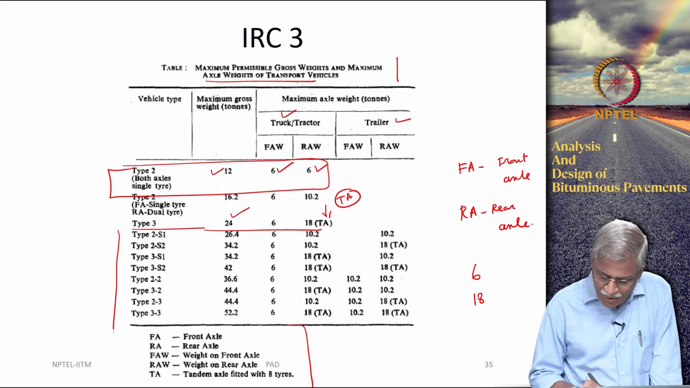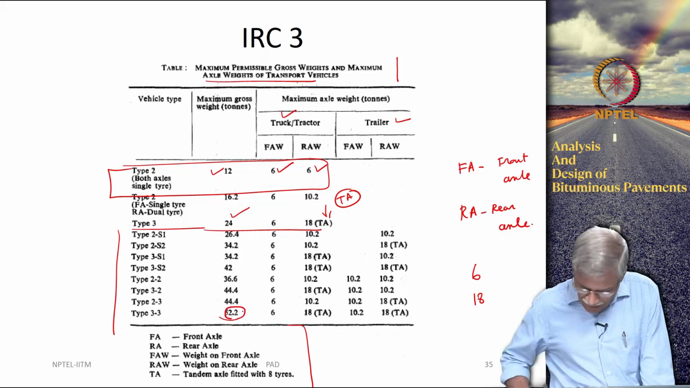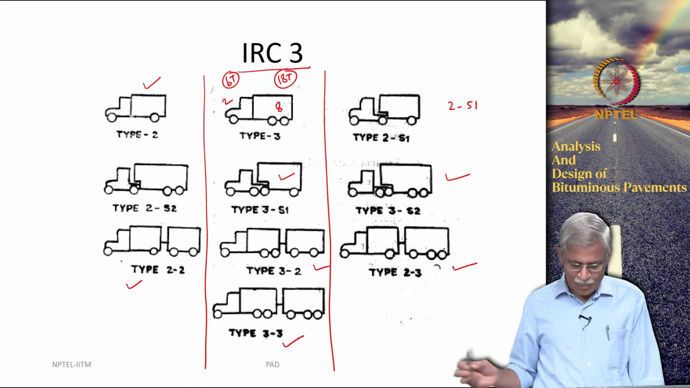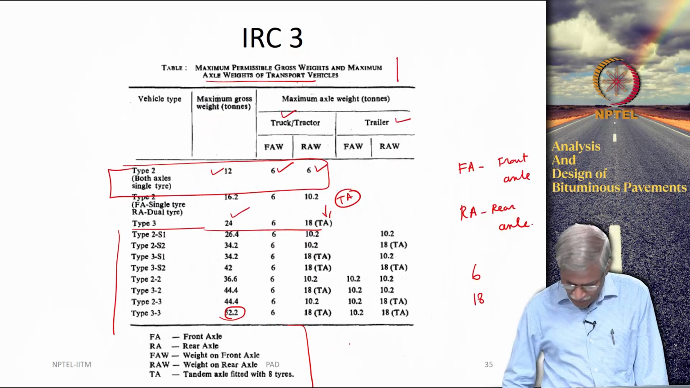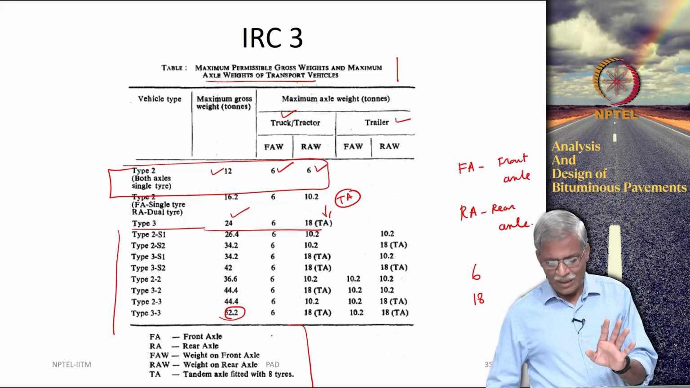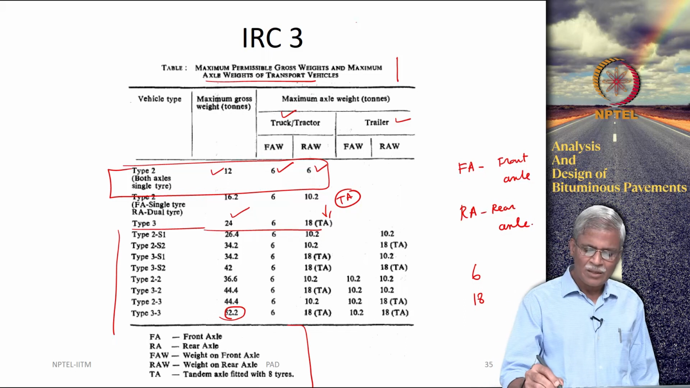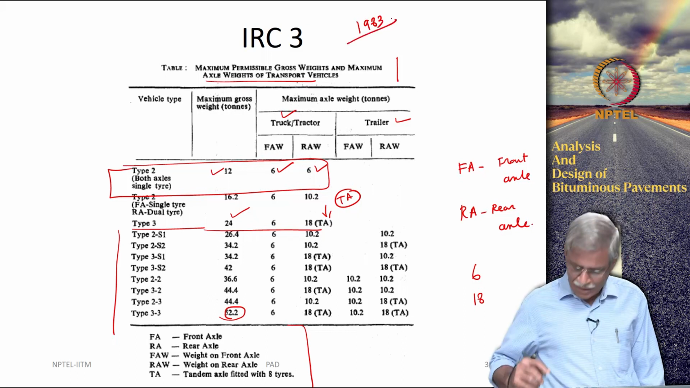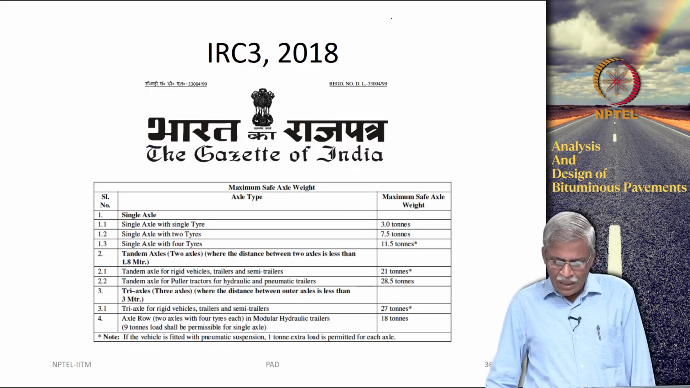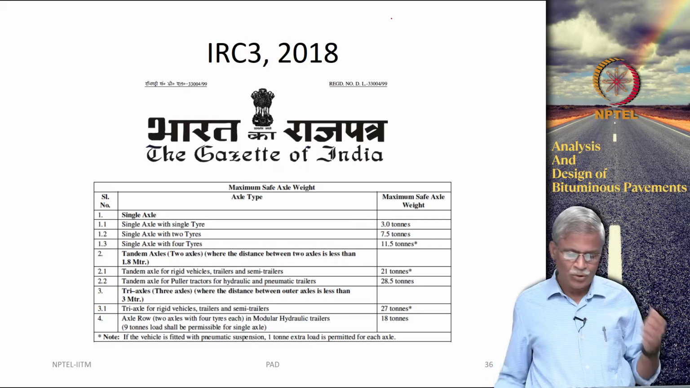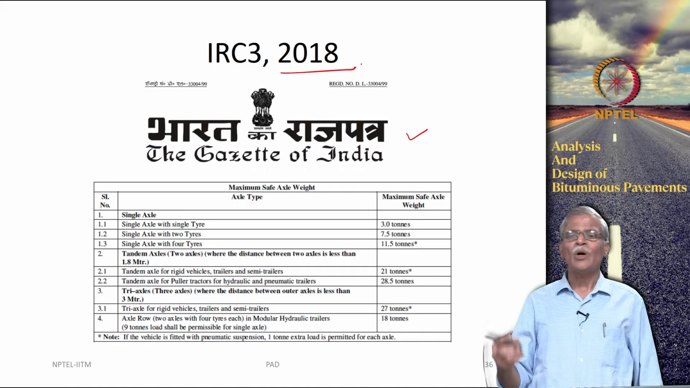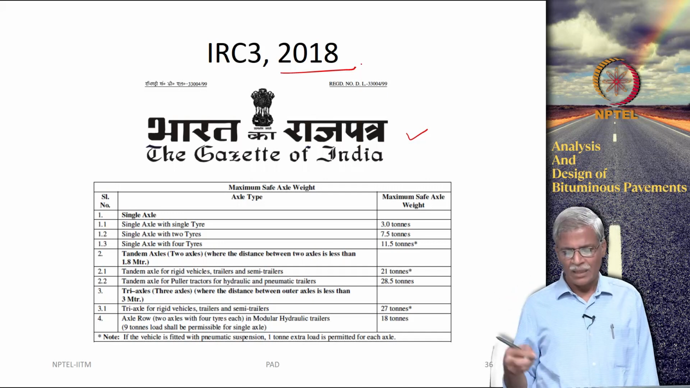Similarly, many combinations are given here, and you will see there is a type 3 which has a tractor trailer combination in which you can go up to 52.2 tonnes. These are the standard values that were given, and this was originally released in 1983, and the Government of India, through a gazette notification, changed some of the values. This was the gazette notification released in 2018. So, you just need to be watchful of some of the changes that are happening here.